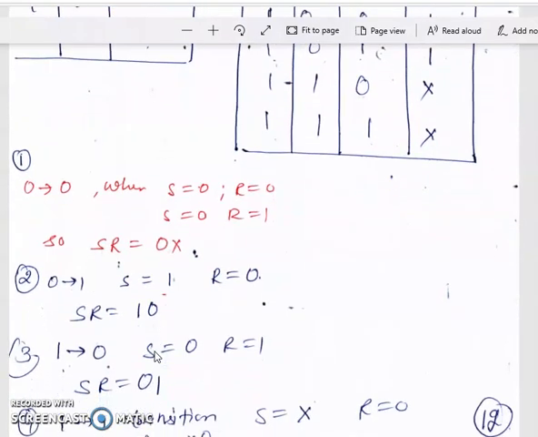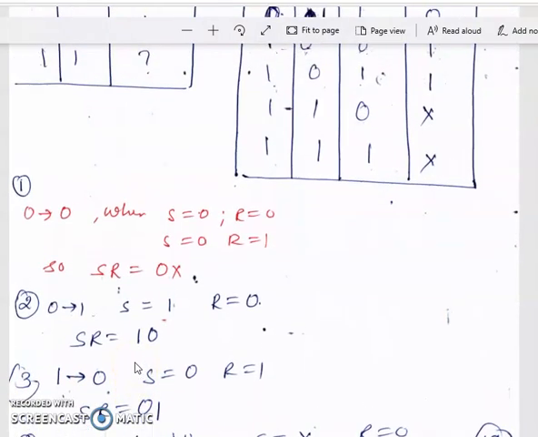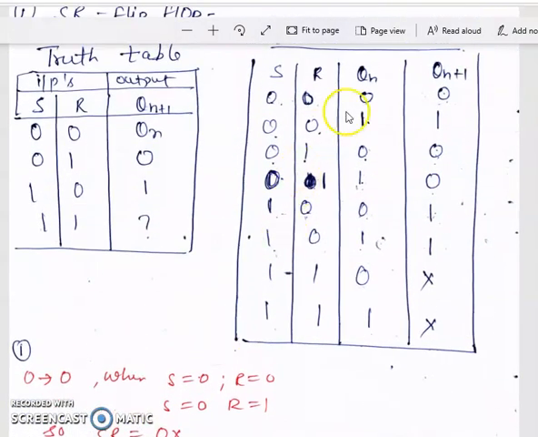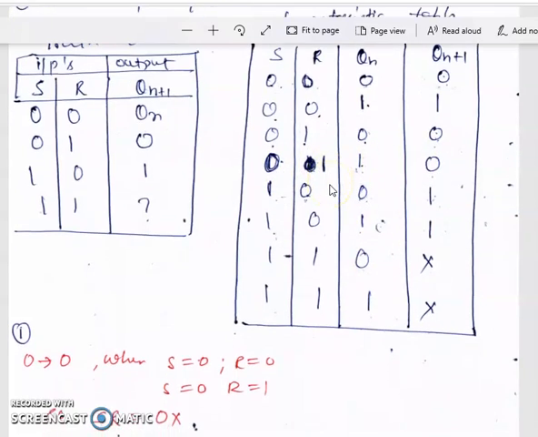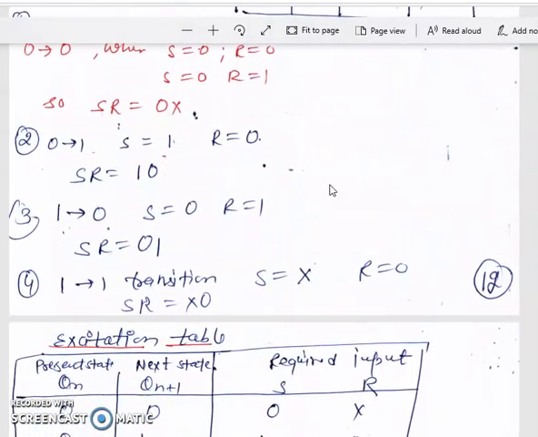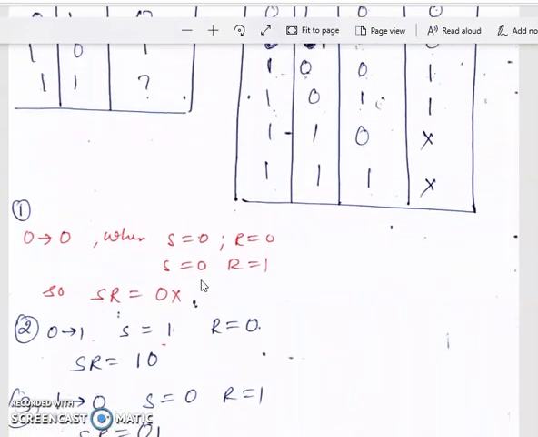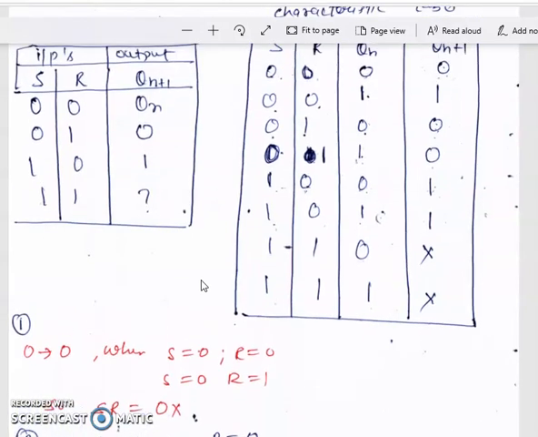The next transition is 1 to 0. Find where Qn is 1 and Qn plus 1 is 0. This one, 1 to 0, is present, and there is no other 1 to 0. Okay, for 1 to 0, S equal to 0 and R equal to 1. So write here in the excitation table S equal to 0 and R equal to 1. And the 1 to 1 transition. Find the 1 to 1 transition in the characteristic table for Qn and Qn plus 1: the 1 to 1 transition is present here and again it is present here.